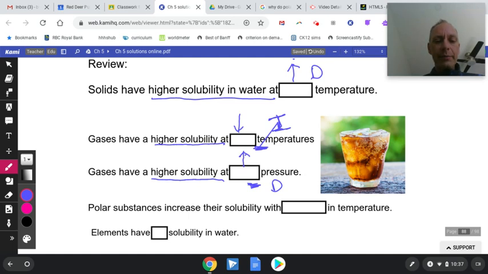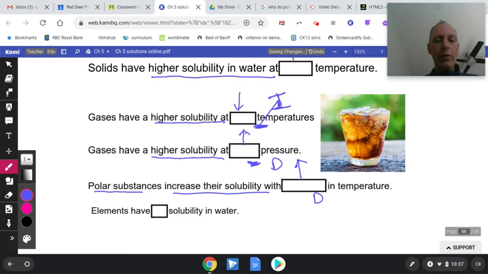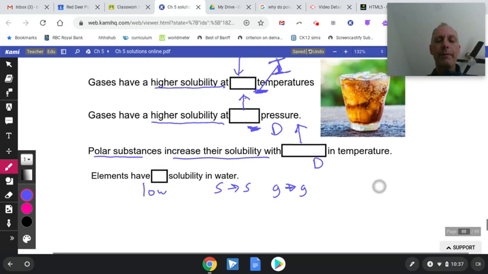Okay, polar substances. So if they're polar, they increase their solubility with an increase or a decrease in temperature. They increase their solubility with an increase. So that one is also directly proportional. And the last one, elements have high or low solubility in water. Elements have low solubility. They keep their states. Solids stay solid, and gases stay gases. They do not become aqueous.